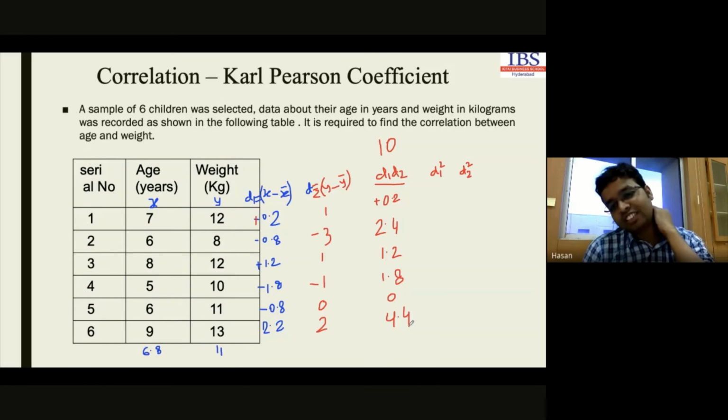Okay. What next? Square. Covariance of xy, right? What will be the value?